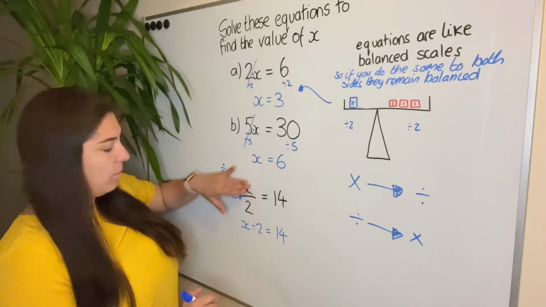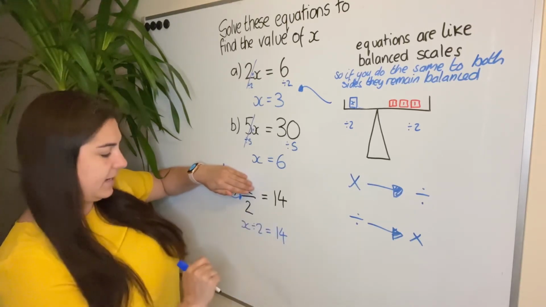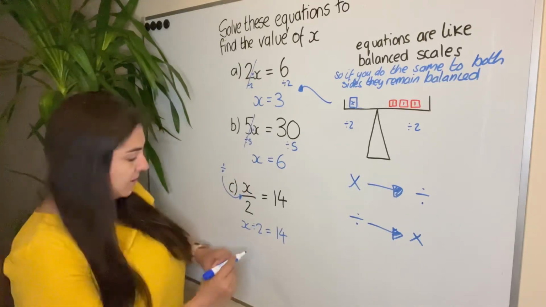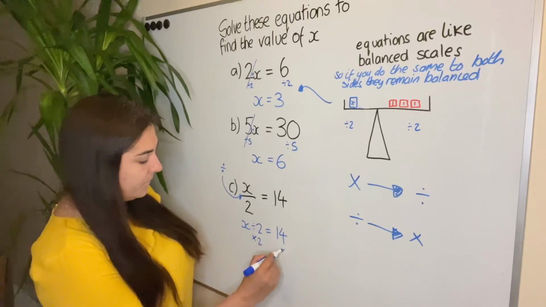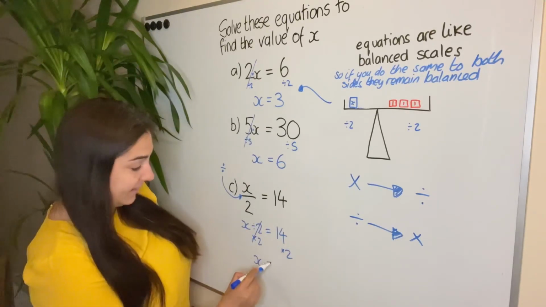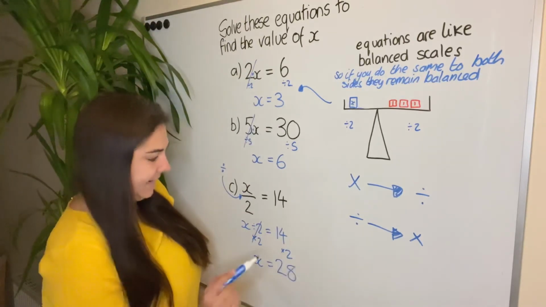I want to figure out what my x is. I know something divided by 2 gives me 14. So I have to do the inverse. The inverse of dividing by 2 is timesing by 2. So that cancels out to just leave me with x. And 14 times 2 is 28.